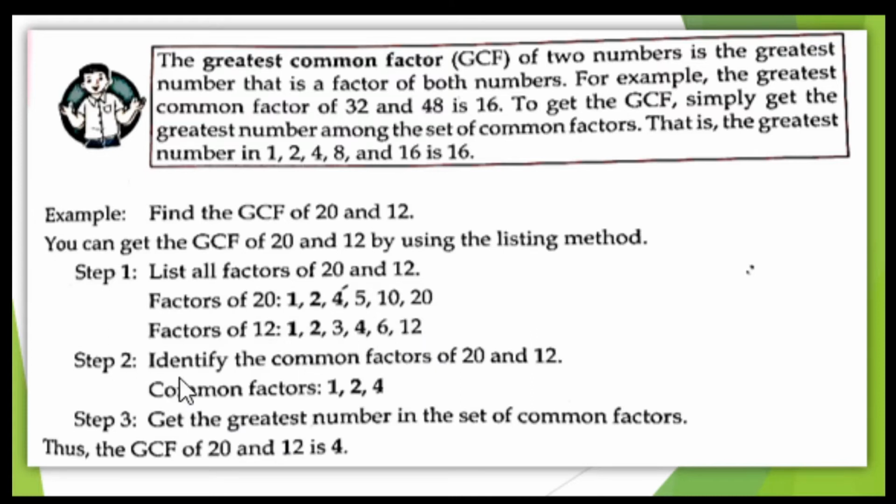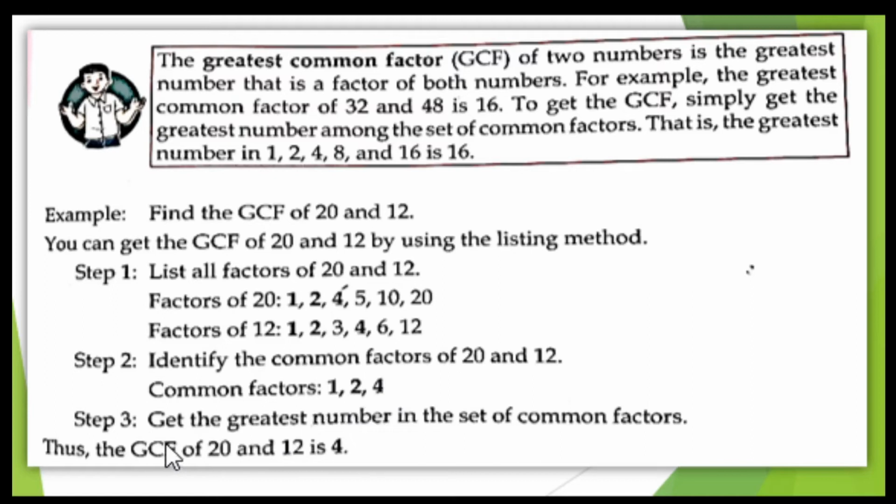Step 2. Identify the common factors of 20 and 12. Common factors 1, 2, and 4. Again, common factors of 20 and 12: 1, they are common. 2, they are common. And 4. And of course, the greatest is 4. 4 is the greatest number among the common factors.